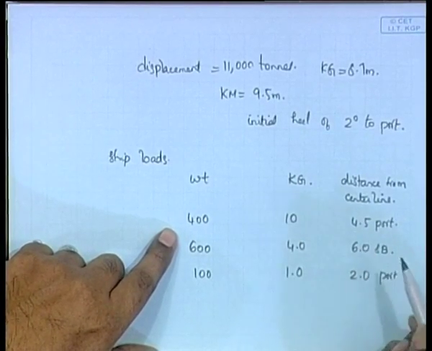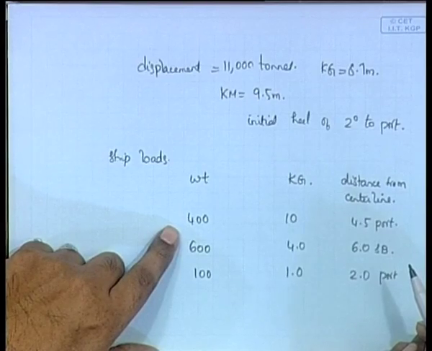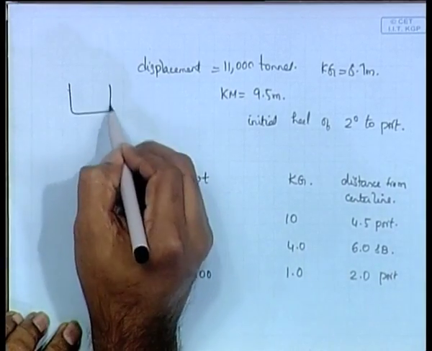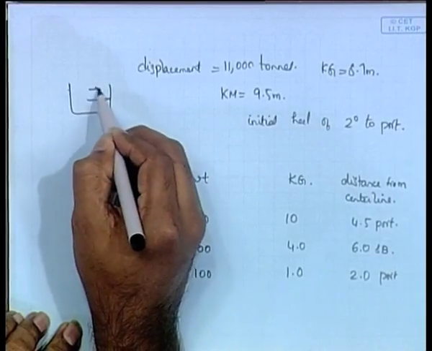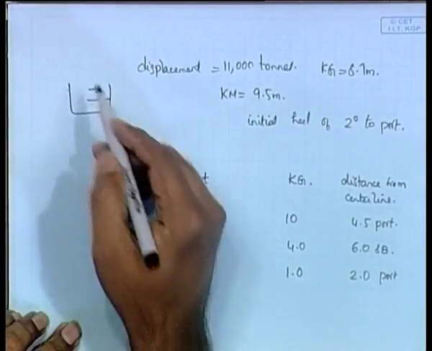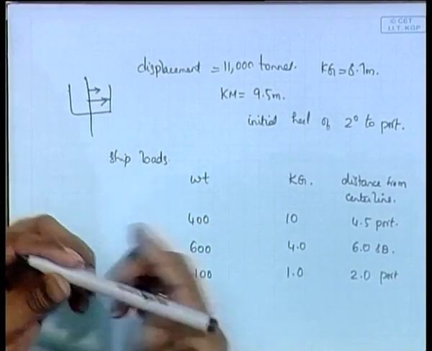Then, the distance from the center line, what does it mean? It means this distance, this distance, this distance. The distance from this is the center line always. So, when you have a ship like this, this is the center line of the ship, and this distance is the distance from the center line. KG is this distance. So, you are given this distance and this distance.